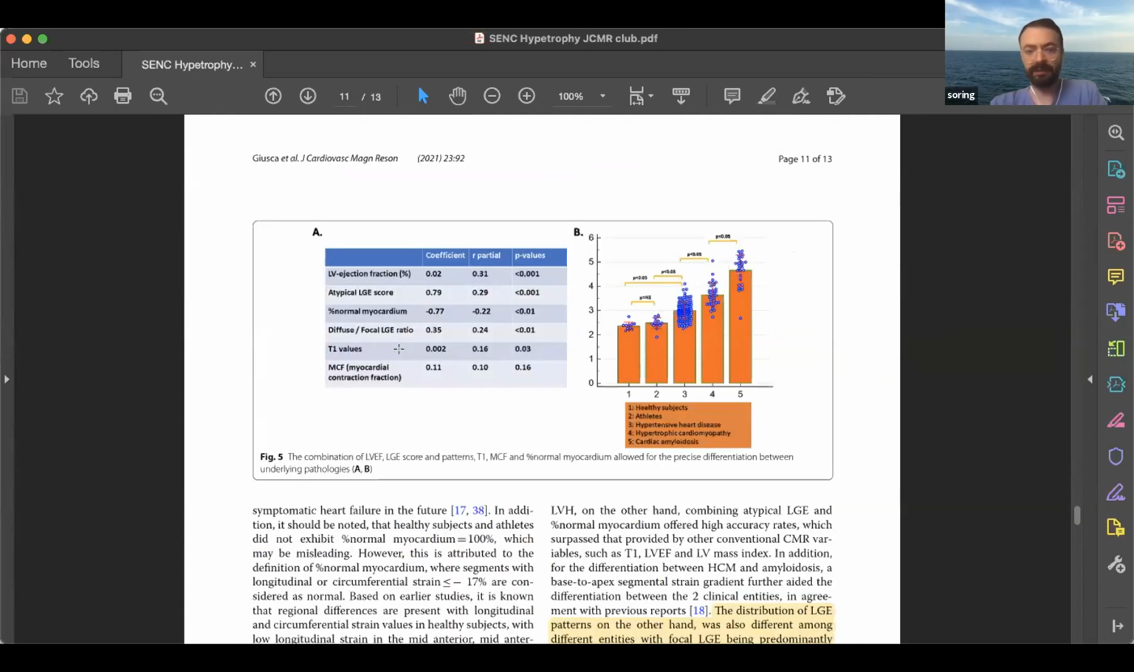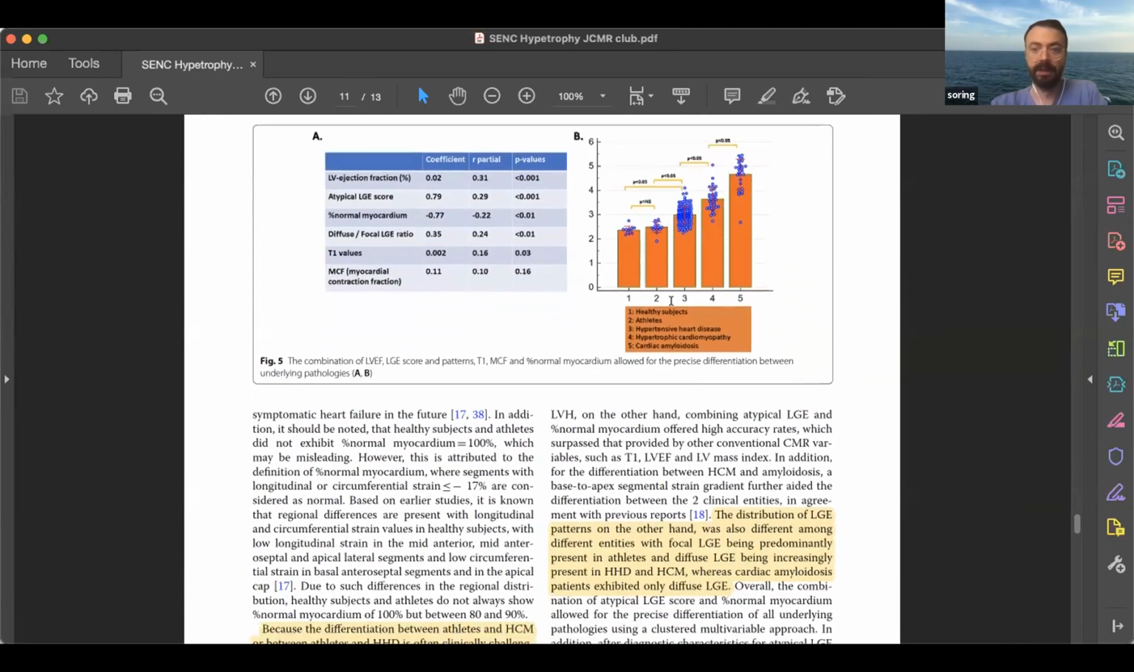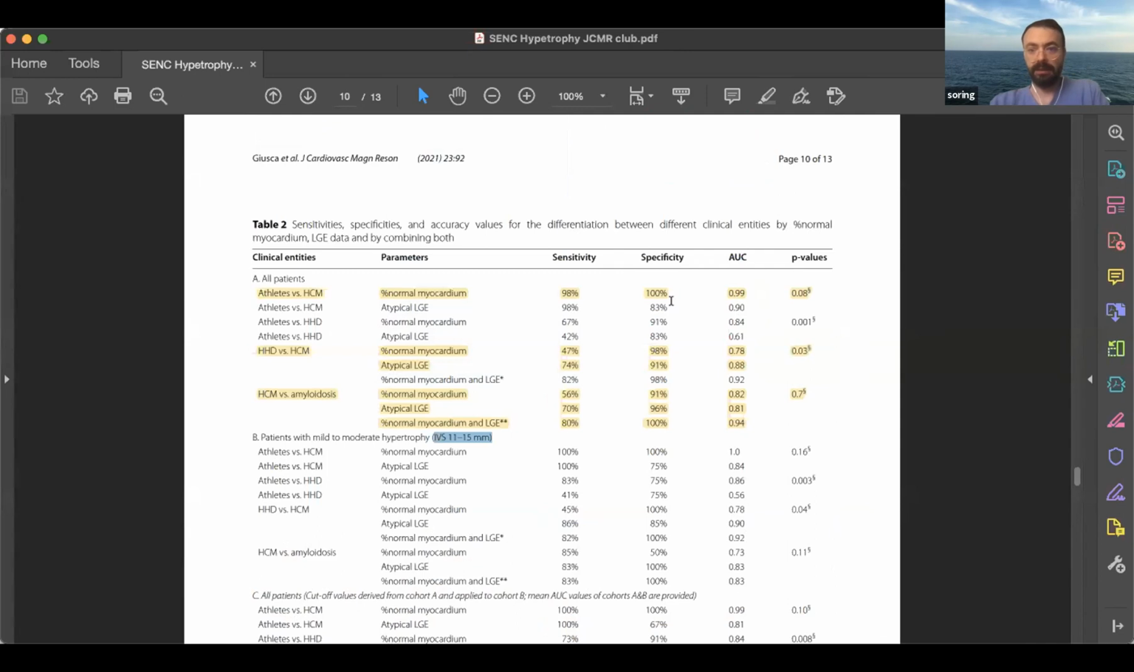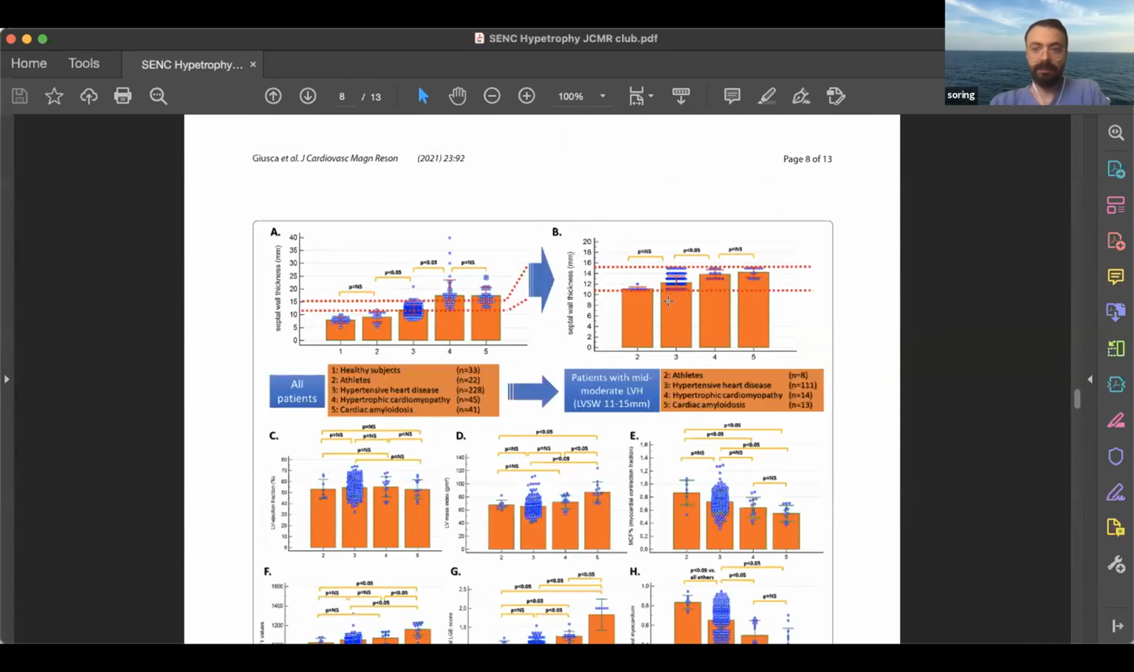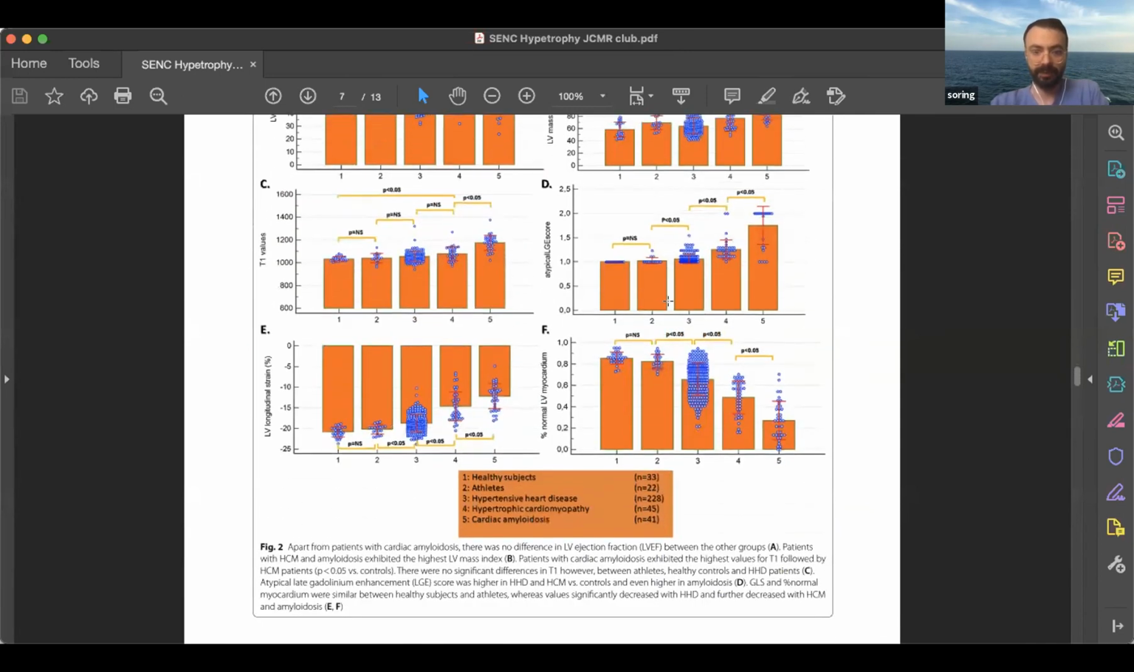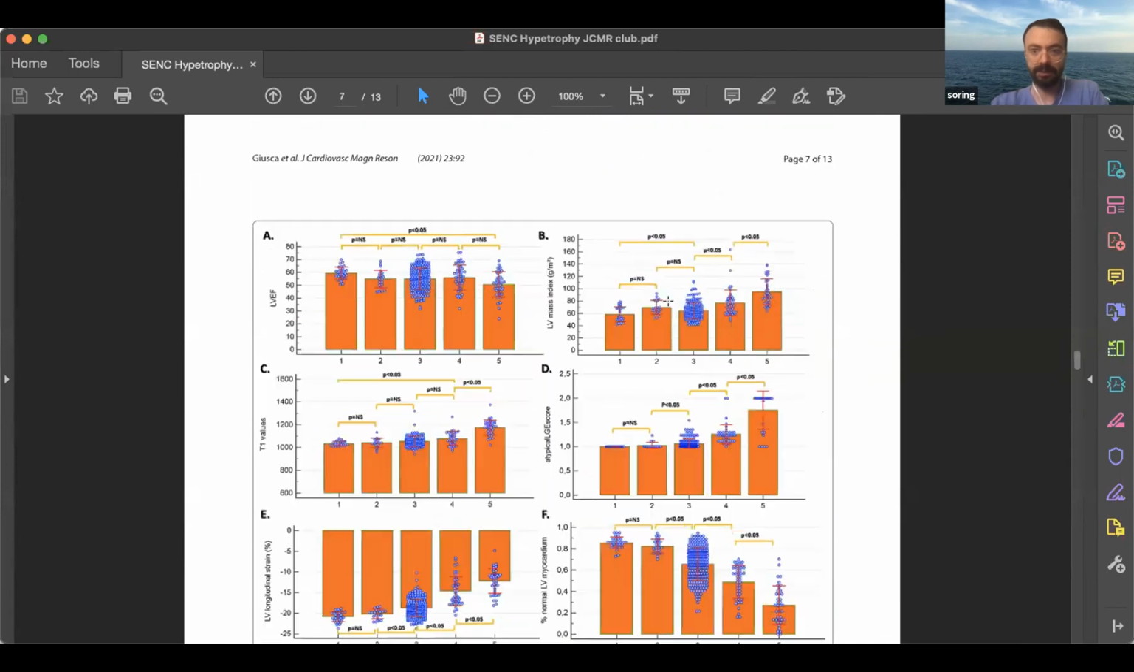Also, the combination of left ventricular late gadolinium enhancement score and patterns, as well as normal myocardium, allowed for the precise differentiation between the underlying pathologies. In conclusion, we are going here to the discussion segments.